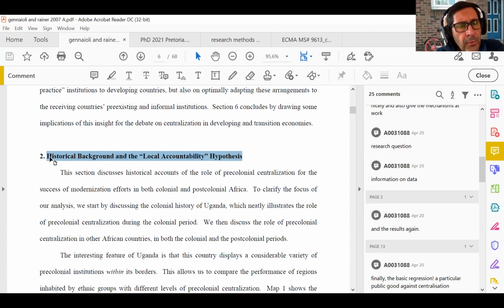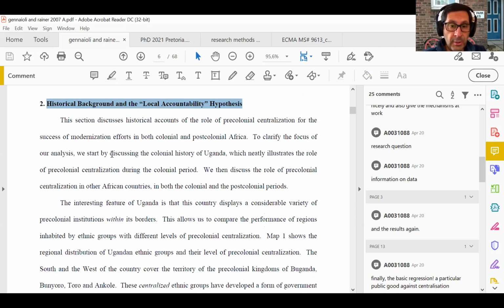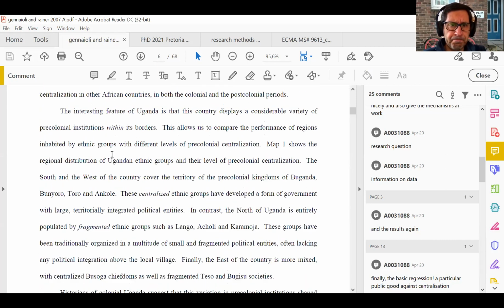They give a sort of historical background and the local accountability hypothesis. So they're going to explain the hypothesis that they are testing, which is the local accountability hypothesis, or the importance of institutions, of pre-colonial institutions in actually constraining local chiefs. Okay. So they do this historical background part of the paper, which I think you should do as well when you write your own papers.